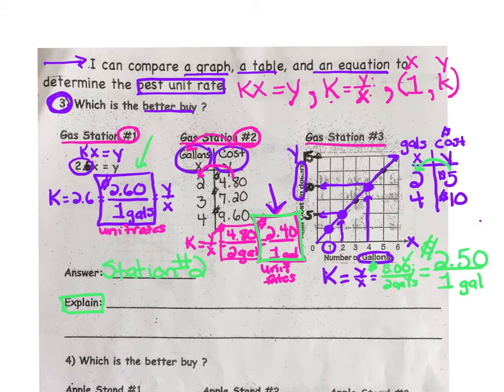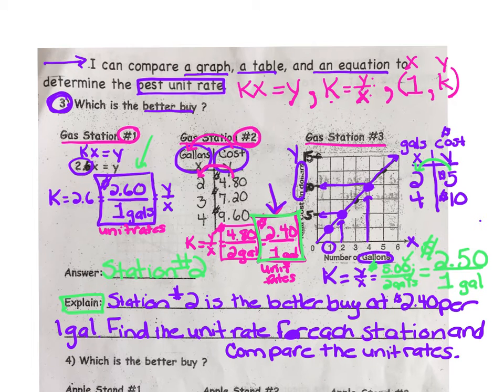Pause your video and write an explanation, then compare it to the video. Please pause your video now. An explanation might look something like this. Station 2 is the better buy at $2.40 per 1 gallon. Find the unit rate for each station and compare the unit rates. Let's move on to the next problem.